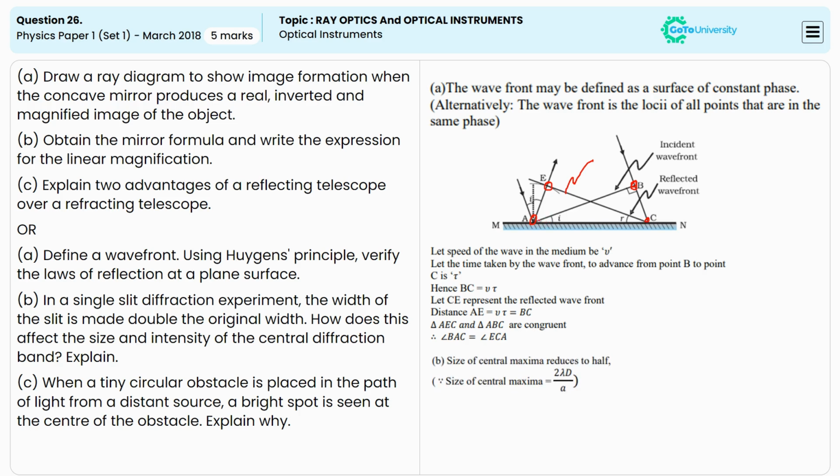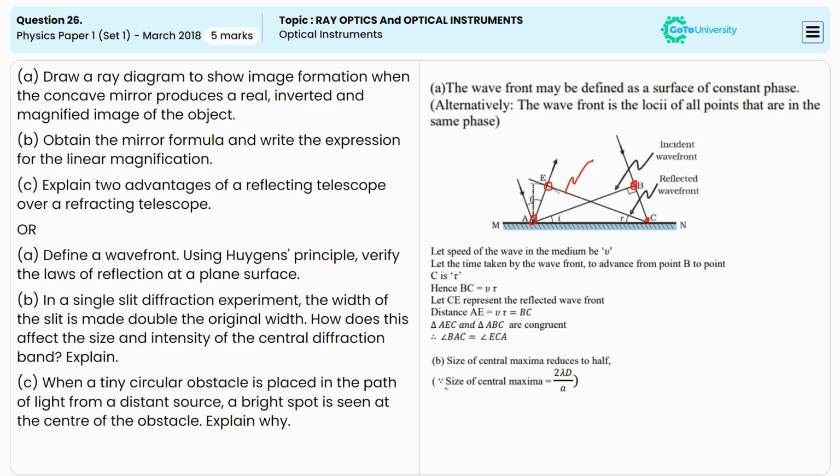This is the verification of the law of reflection at a plane surface. In this way, we can verify it. Next, part B. In a single slit diffraction experiment, the width of the slit is made double the original width. How does this affect the size and intensity of the central diffraction band? Explain. The size of the central maxima reduces to half.